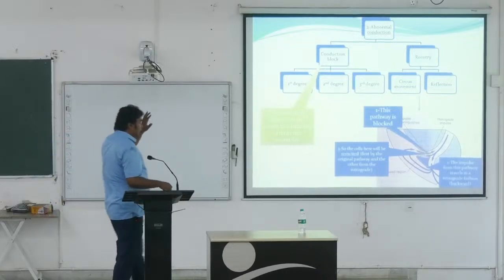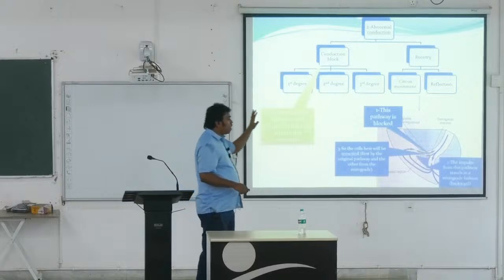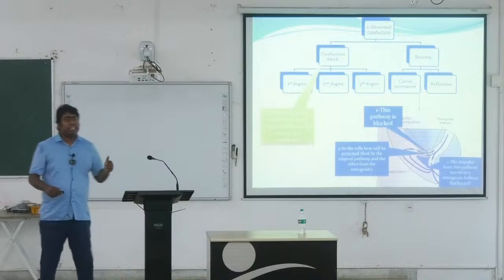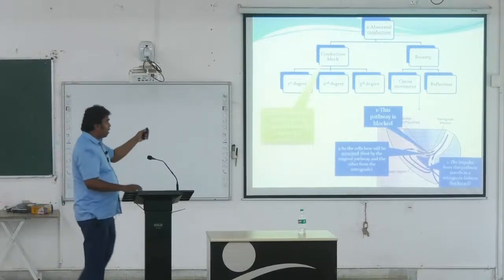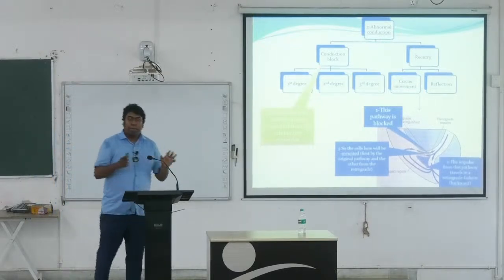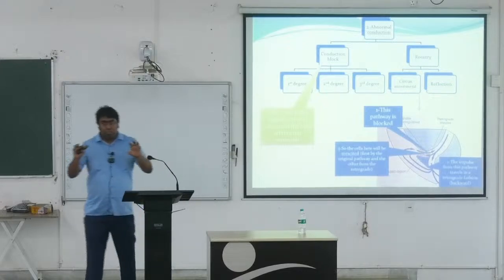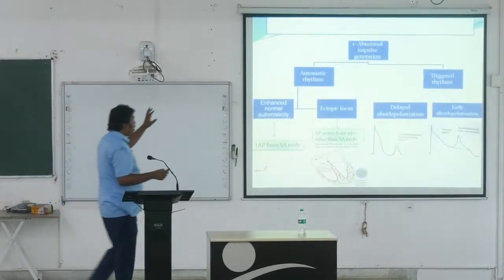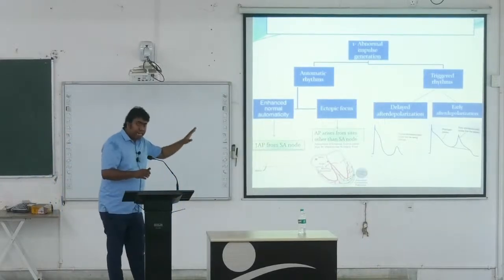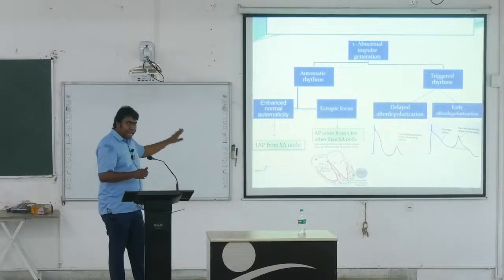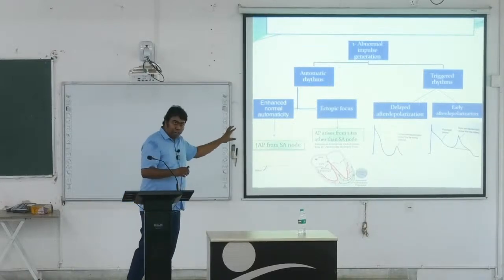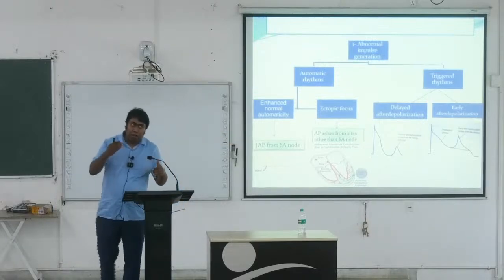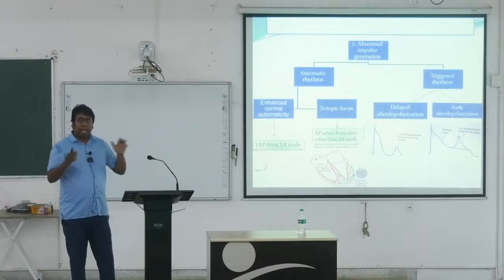Next is re-entry. Re-entry can be circus movement or reflection. Both produce tachyarrhythmia. WPW syndrome is one example. So impulse generation and conduction both can produce arrhythmias. In impulse generation, there may be triggered or automatic. In the automatic type, there is enhanced automaticity, meaning the impulse still comes from the SA node but at a higher rate, or it comes from an ectopic focus, meaning other than the SA node.